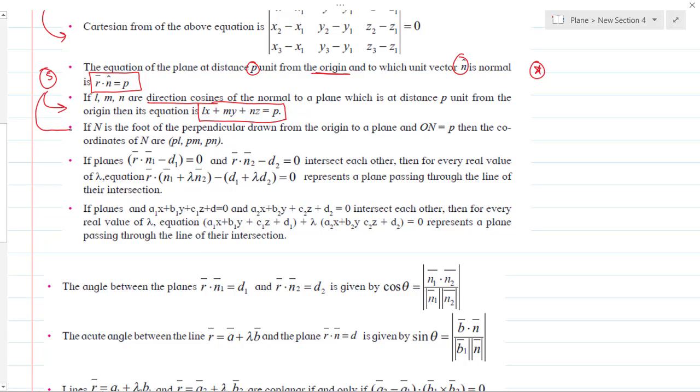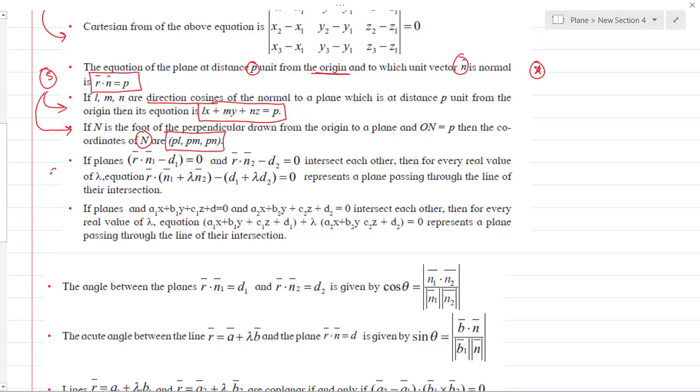इसका फिर से एक extension है. This is: what if n is the foot of perpendicular drawn from the origin, then what? The foot of perpendicular coordinates. We have seen this. I have proved how to get these coordinates, that is LP, MP and NP. Okay, so this is the extension of this fifth formula.